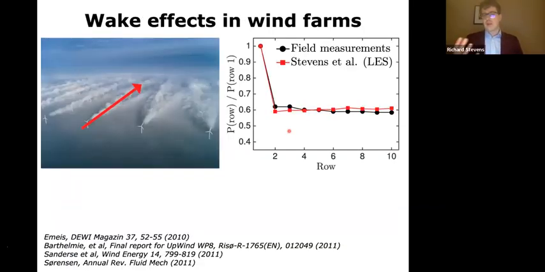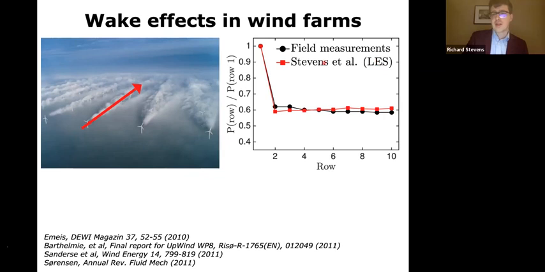One important thing is, of course, to see whether these simulations reflect reality. Here we have the field measurements in black, and the red data points from the simulation are indicated here. And then we see that they capture the same effects. So the crucial physics is present in the simulations.